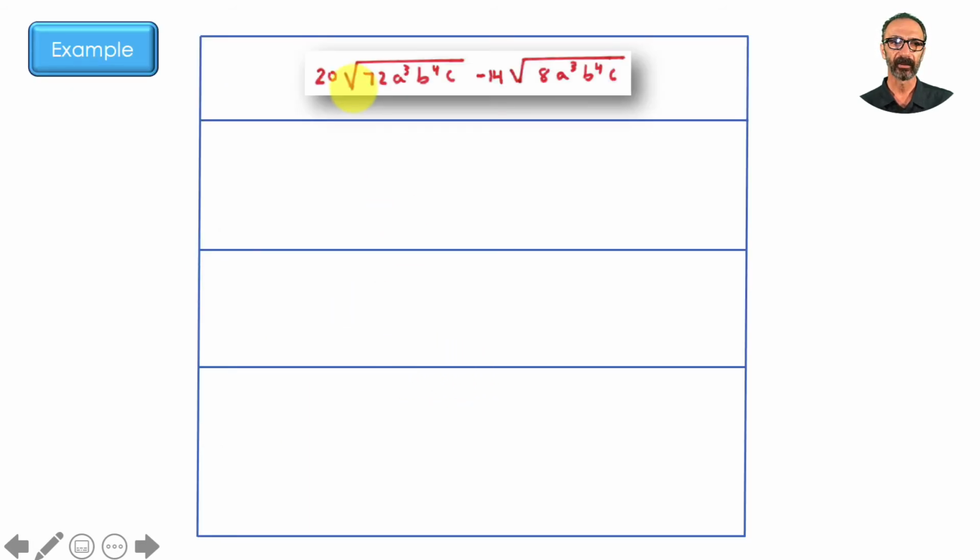20 square root of 72 a to the third b to the 4c minus 14 square root of 8 a to the third b to the 4c. It looks like we have a lot in common. Kind of lengthy. To stay focused with you, I took the time to write this right here on this side. Then once we're done, I'll get back to the problem.